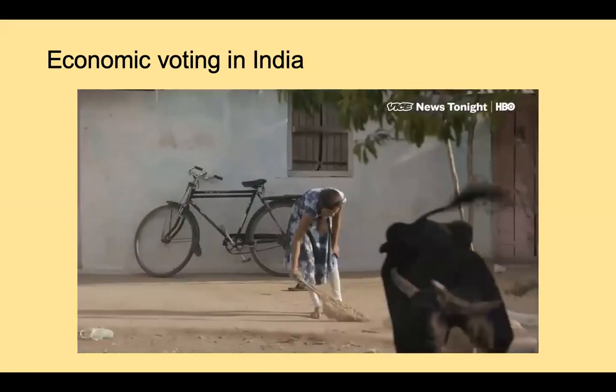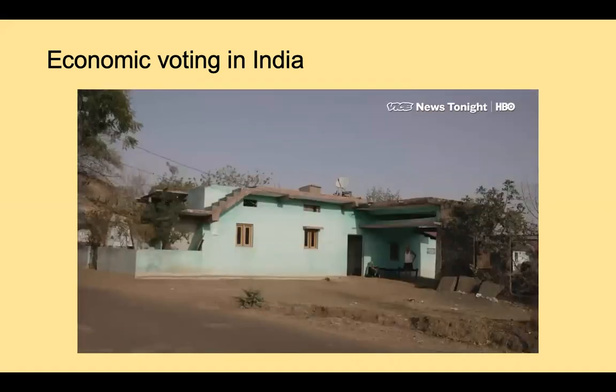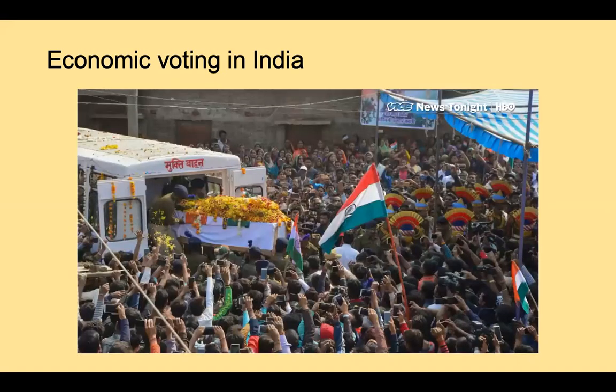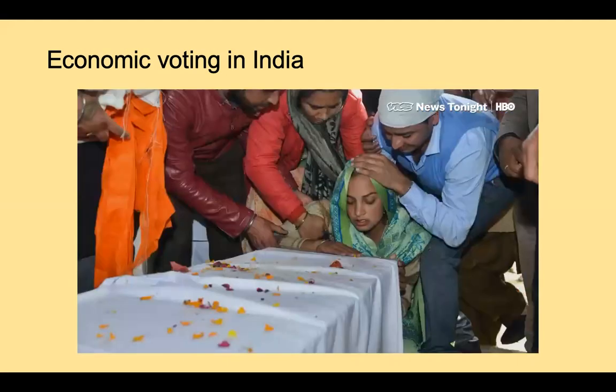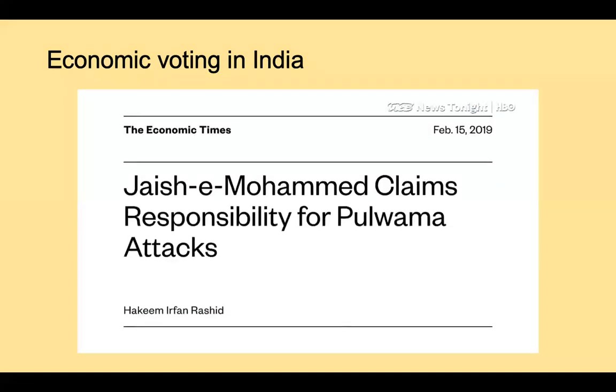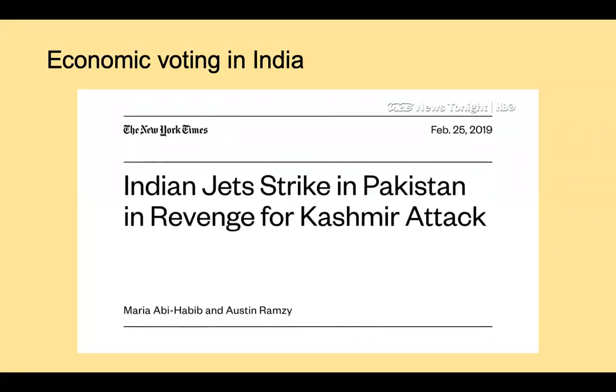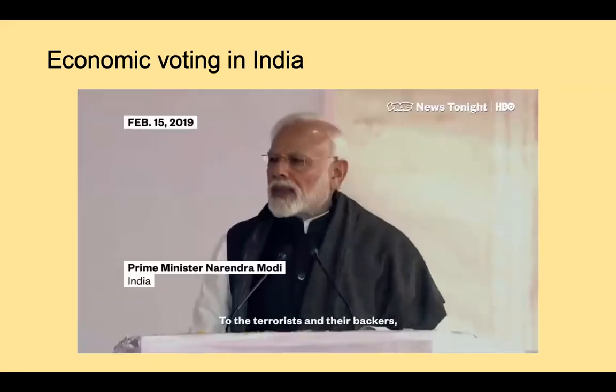For a while, it seemed like farmer discontent would put Congress back in power. But on February 14th, a suicide bomber killed 44 Indian soldiers in Kashmir. A terror group in Muslim-majority Pakistan claimed responsibility, and Modi bombed what he said was a terrorist camp in Pakistani territory.